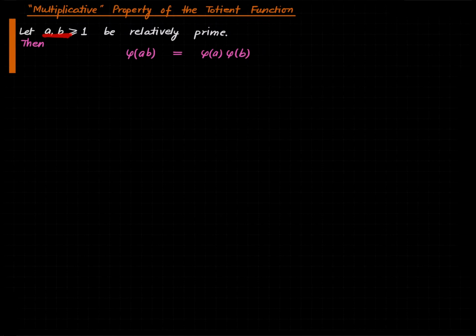You pick any two relatively prime integers a and b. In the previous slide it was m and n. If you pick any two relatively prime natural numbers a and b, then phi of ab is equal to phi a times phi b. Right? So we have justified it. And this helps us compute the value of phi in principle for any natural number.